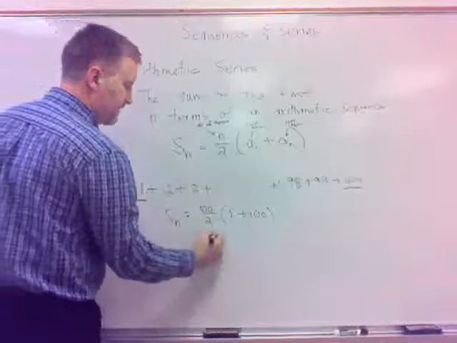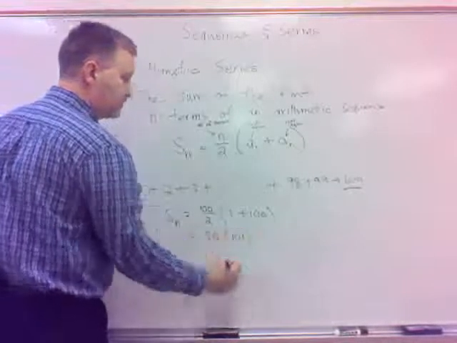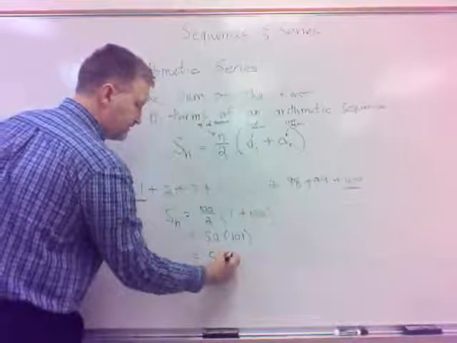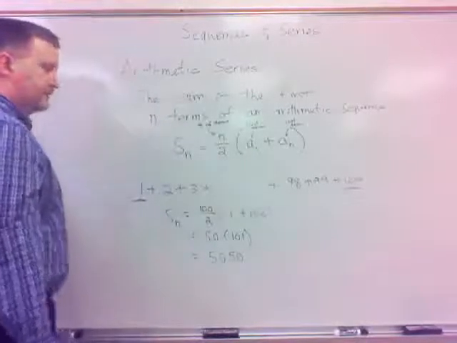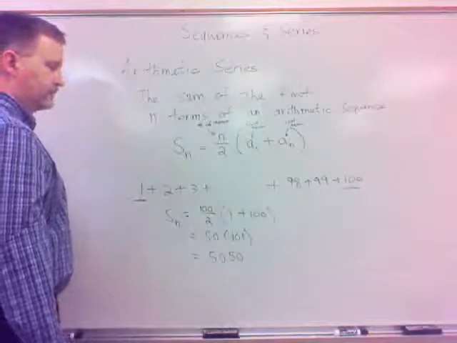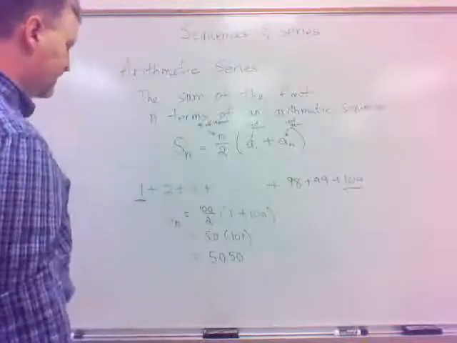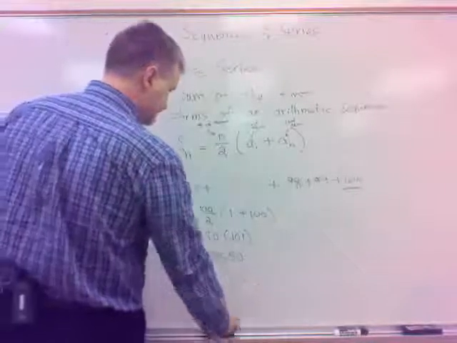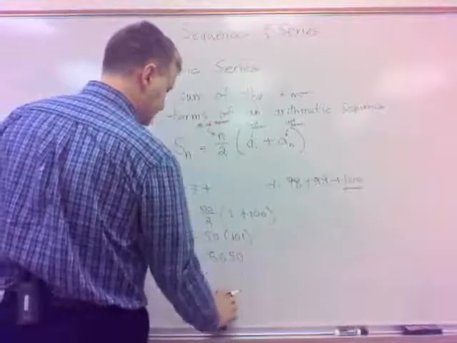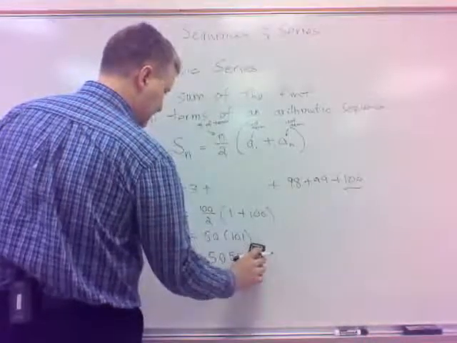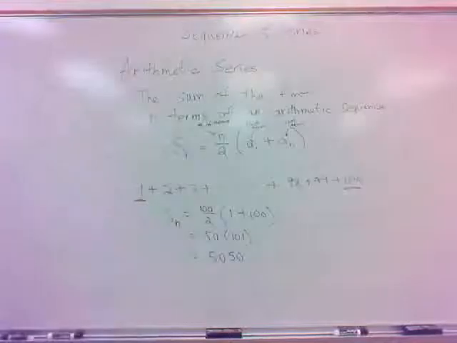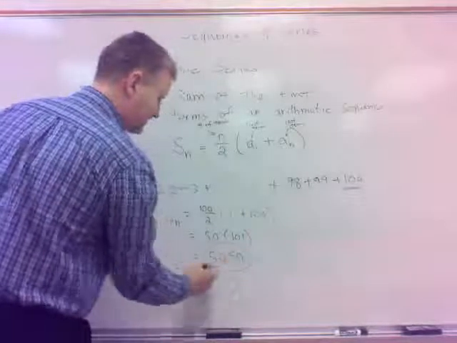So that's 50 times 101, which is 5,050. Right? Did I do that right? 101 times 50? That doesn't seem right. 5,050? 5,000. Okay. For some reason it didn't sound right. So instead of having to add up 100 terms, you just do those.